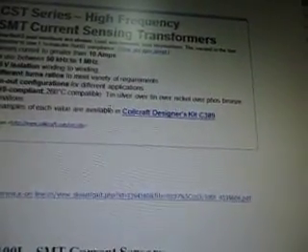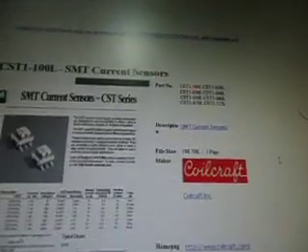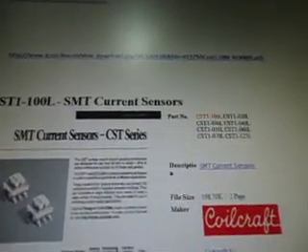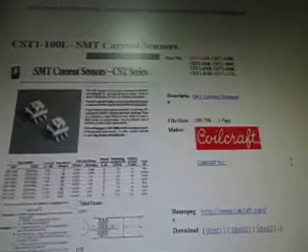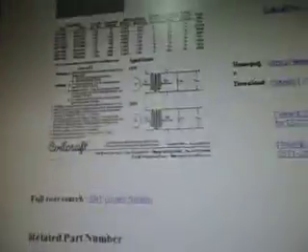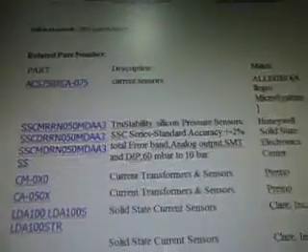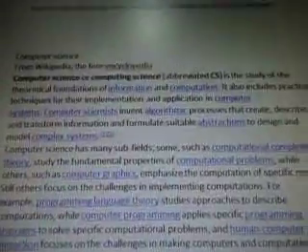2 samples of each value are Coilcraft Designer's Kit C389. And then the CST1 100 SMT current sensors. Of course, I look it up, and here's the data that comes up for it. And this is all the parts and information that came up, all from this frequency.